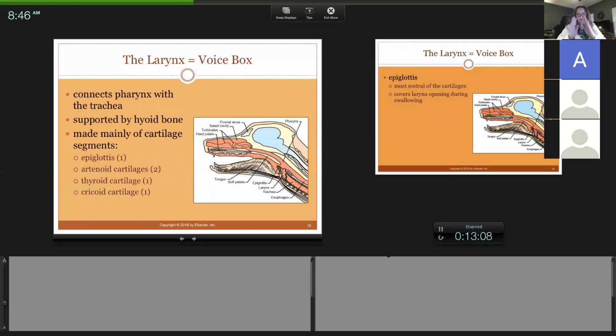So the arytenoid cartilages, hopefully you watched, there was another video I sent, it was a chocolate lab, and they showed the anatomy, a nice picture, and explained how it opens and closes. But the vocal folds are attached to the arytenoid cartilages, which are attached to muscles.